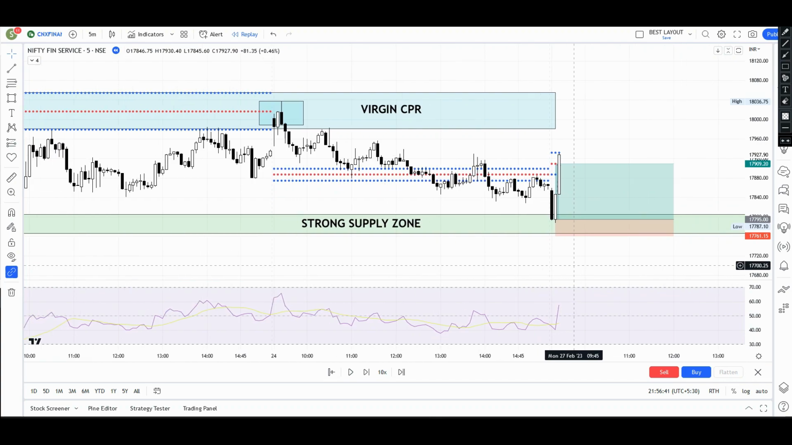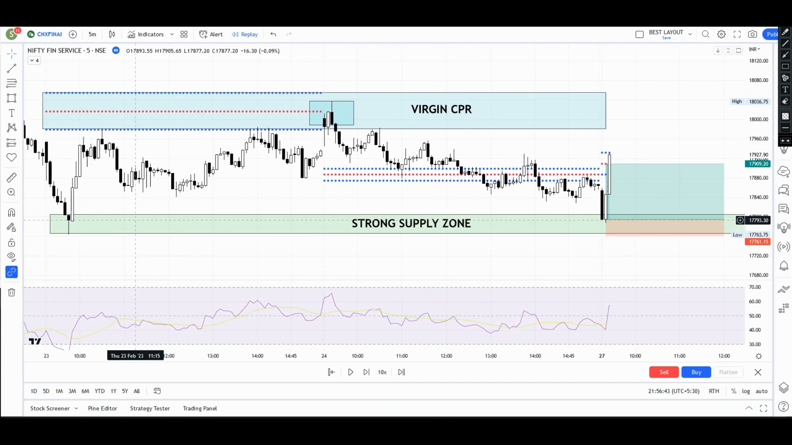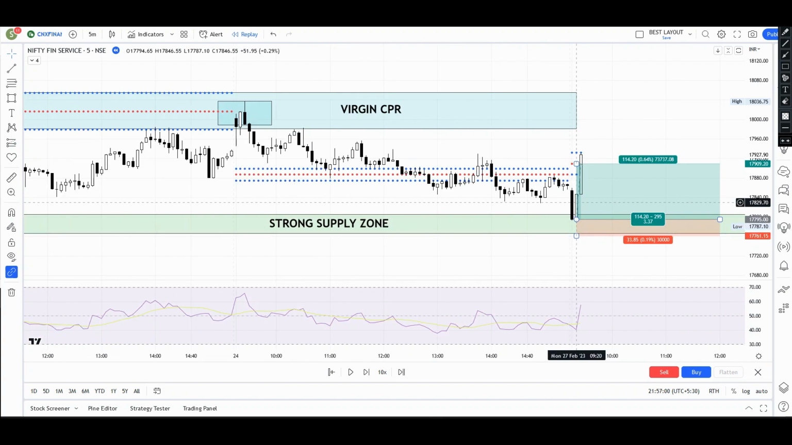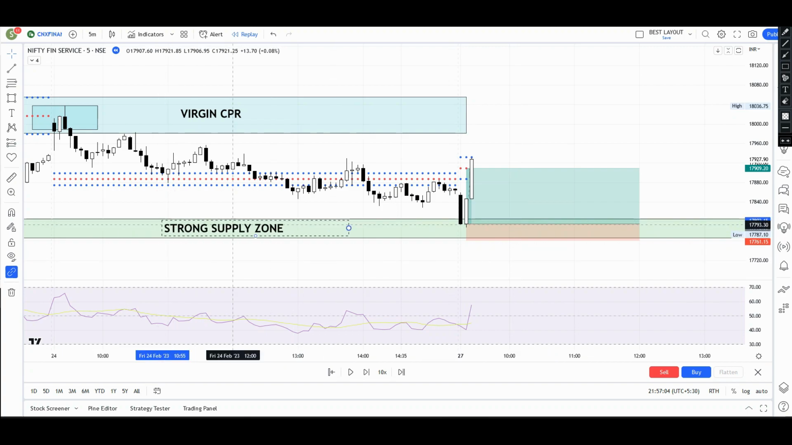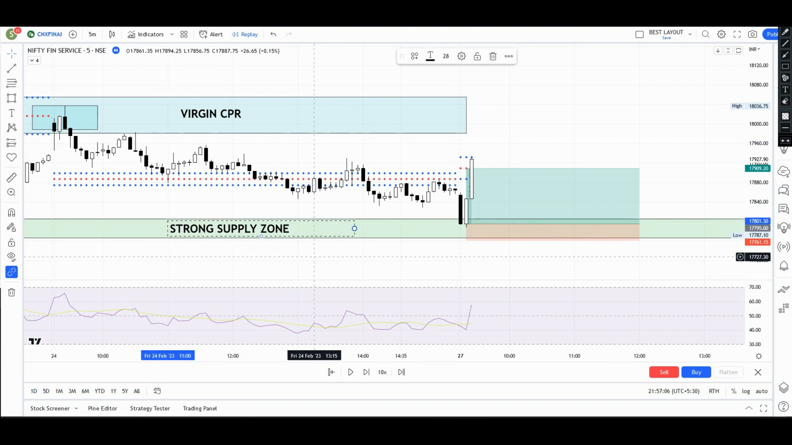So this is the conviction, guys, that I am talking about. When you know there are certain levels, and those levels have not yet been tested. This was a fresh supply zone, and there are always buyers waiting at this zone to buy the market again. So this is the beauty of technical analysis. I hope you got to understand how we learn the concepts of technical analysis and how we utilize them in the market to make money. Sorry for the deviation. Let's get back to the topic.